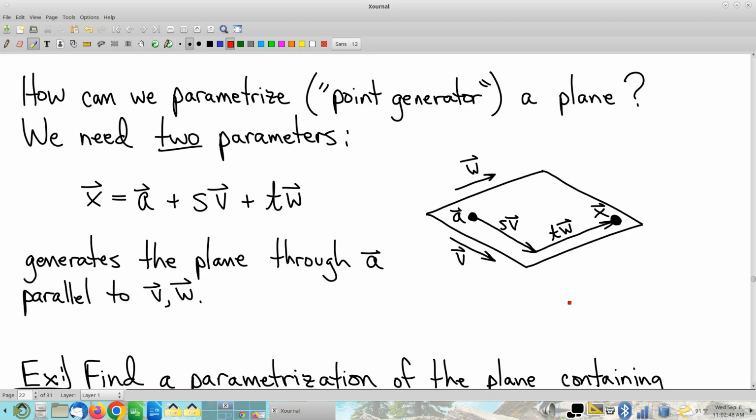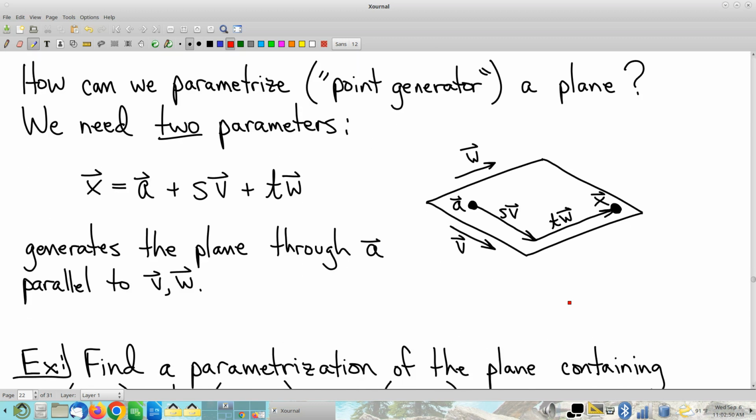Okay, let's talk about parametrizing a plane. I have to tell you what I mean by that first. Keep in mind, we've talked about parametric curves. We've talked about parametrizing curves. The idea is position as a function of time is the way we think about it, but to be more fair, a parameterization of a curve is position as a function of one parameter.